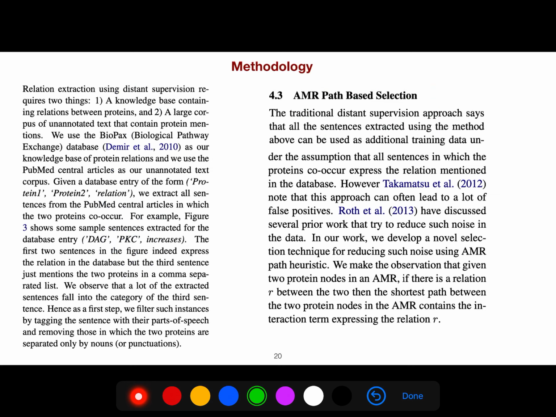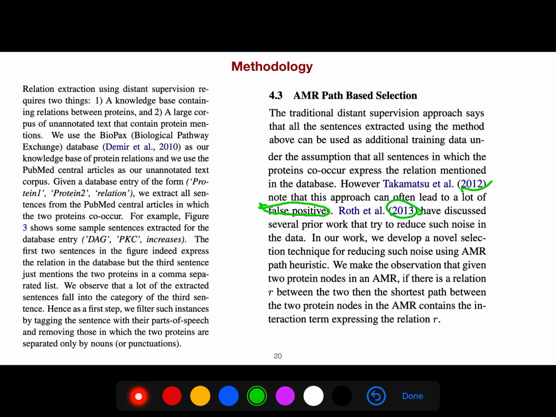AMR path-based selection. The traditional distant supervision approach says that all the sentences extracted using the method above can be used as additional training data, under the assumption that all sentences in which the proteins co-occur express the relation mentioned in the database. However, this article notes that this approach can often lead to a lot of false positives. As I said, it's very noisy, this distant supervision. So this article discusses several prior works that try to reduce such noise.